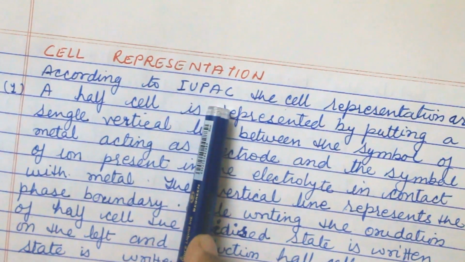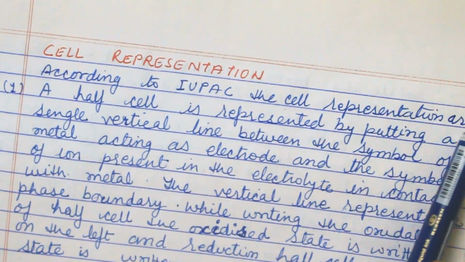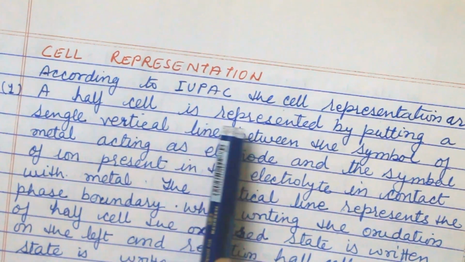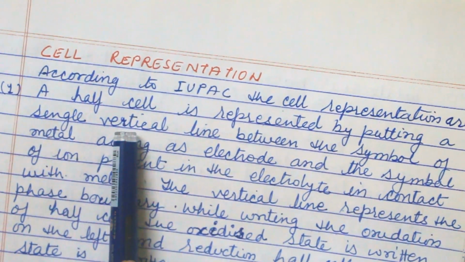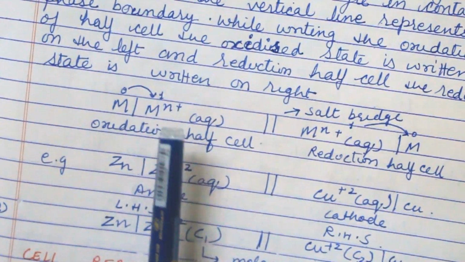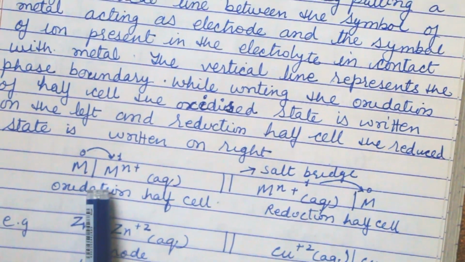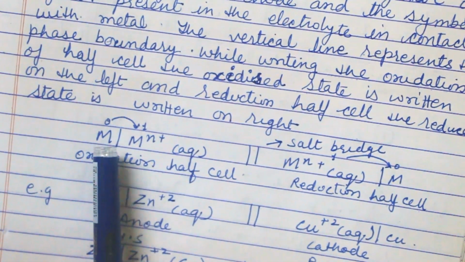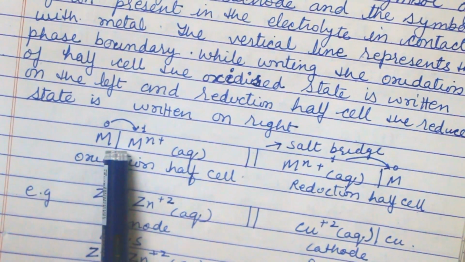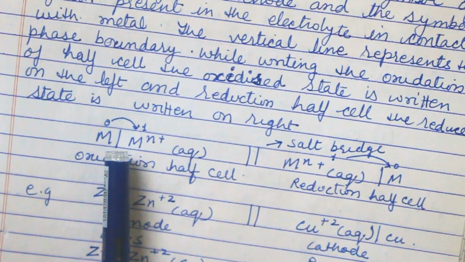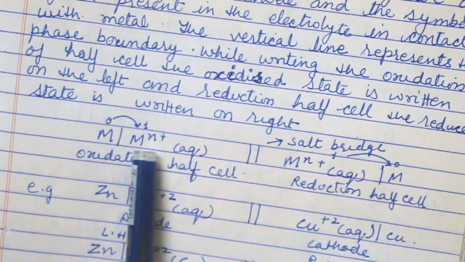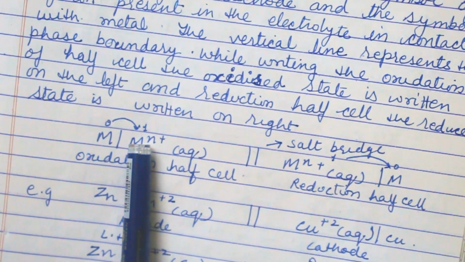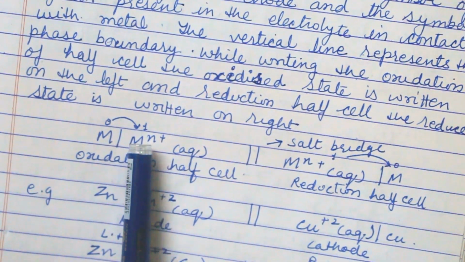According to IUPAC, a half cell is represented by putting a single vertical line between the symbol of the metal acting as the electrode and the symbol of the ion present in the electrolyte in contact with the metal.